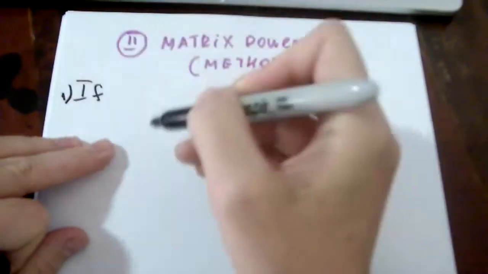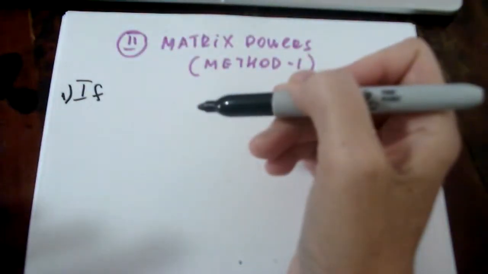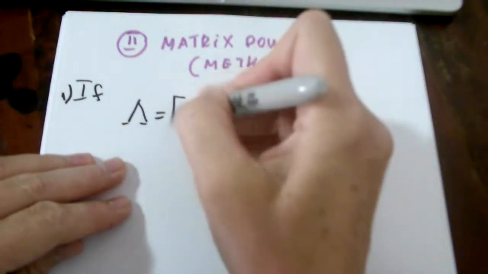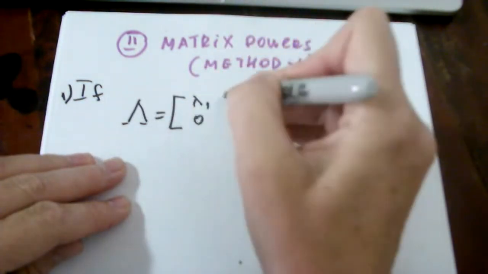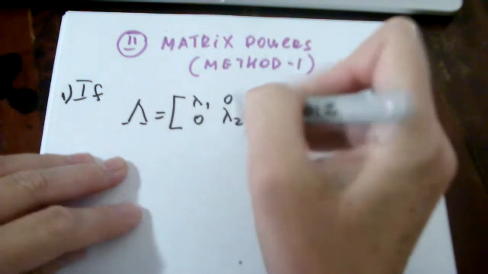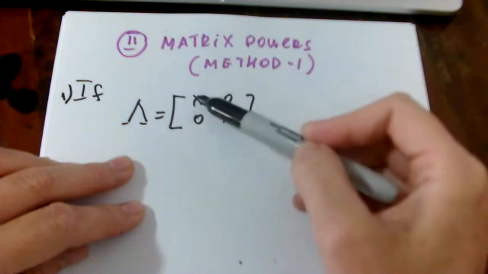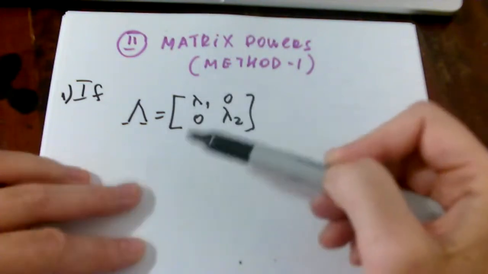Okay, so an introductory note: if your matrix has a diagonal form, we have a spectral matrix. Let's consider a spectral matrix. It has a very nice form, actually. It's called diagonal form, when all the elements except for the diagonal ones are zeros.